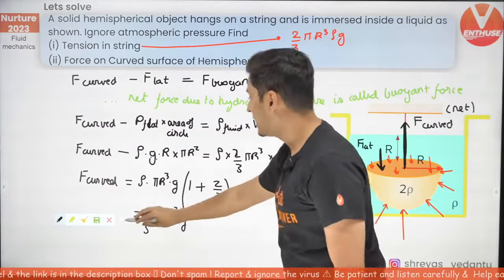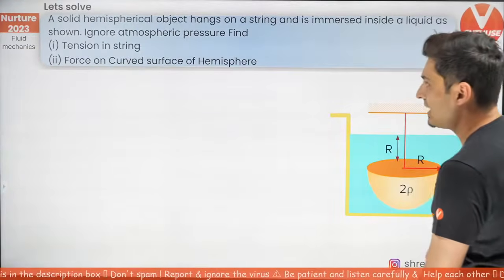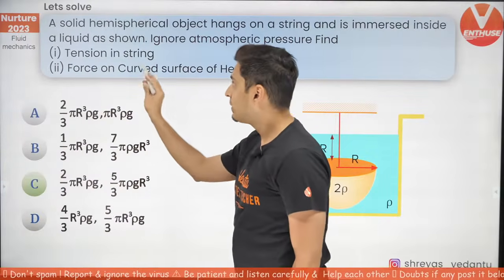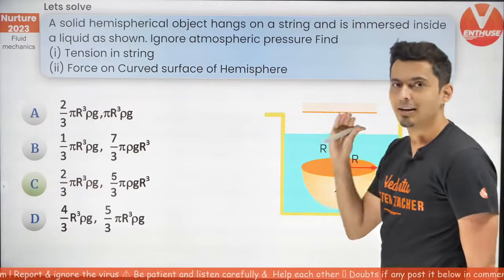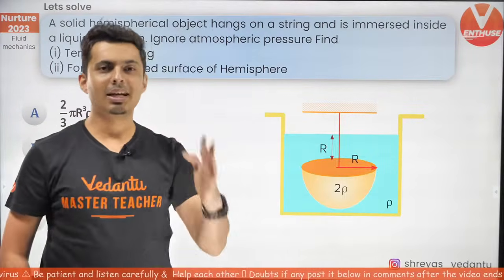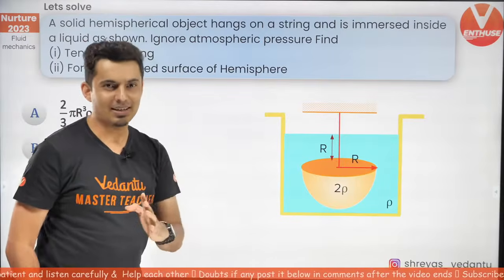So 5 by 3 and 2 by 3. Let's see whether that option was there somewhere. Yep, it is there. 2 by 3 was the first answer. 5 by 3 was the second answer. Done. After solving this question, I doubt you should have any confusion about how buoyant force acts and what exactly is buoyant force.